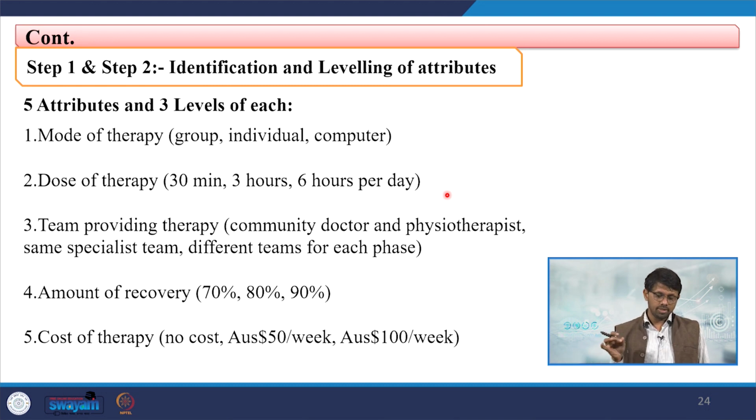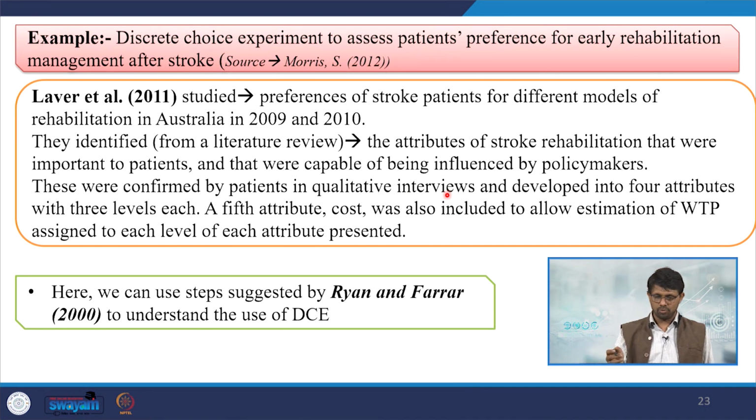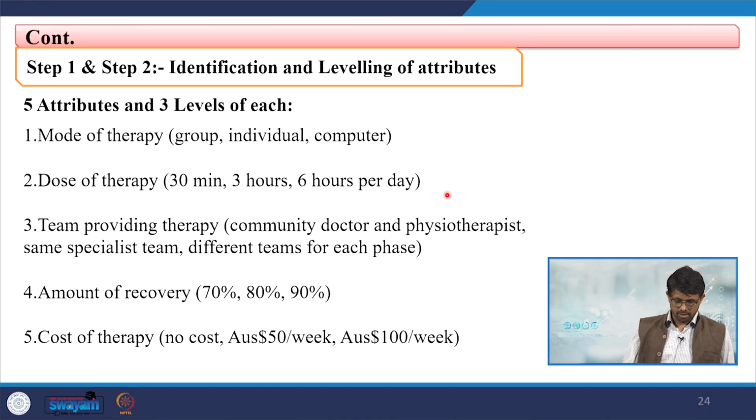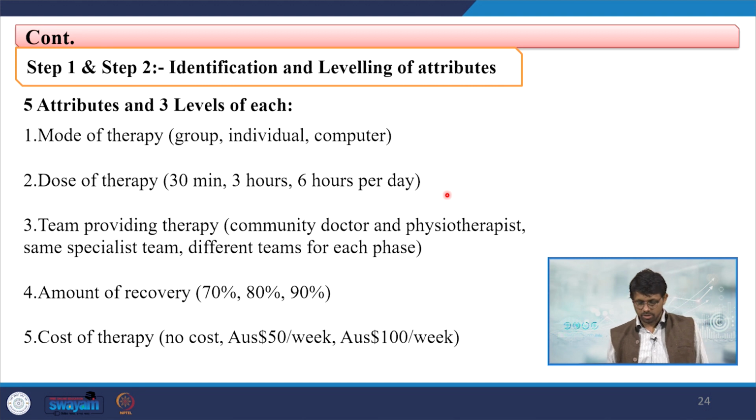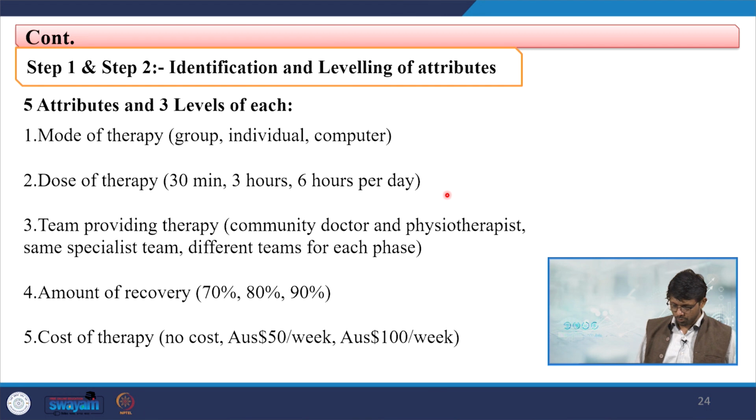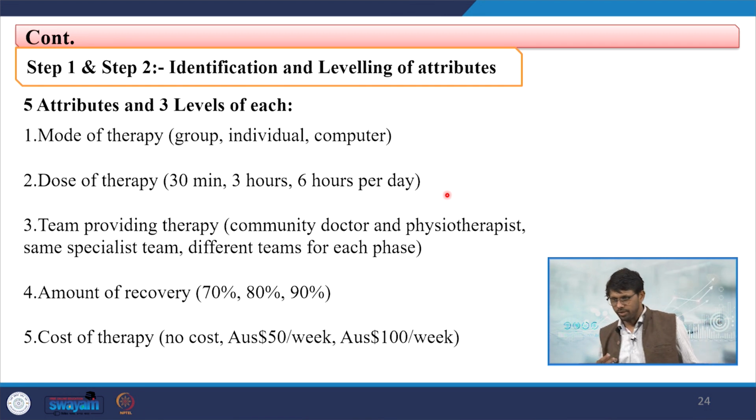Then the dose is given: 30 minutes, 3 hours and 6 hours per day, for the same example which you already mentioned. Then the team providing therapy, such as a community doctor, physiotherapist, the same specialist team or different teams for each phase. The amount of recovery is given as 70%, 80% and 90%, three levels. The cost of therapy, the fifth one, which I already said, is to measure the willingness to pay.